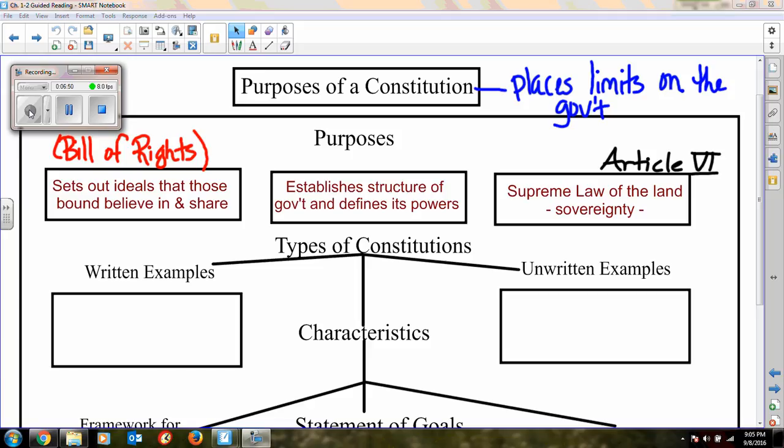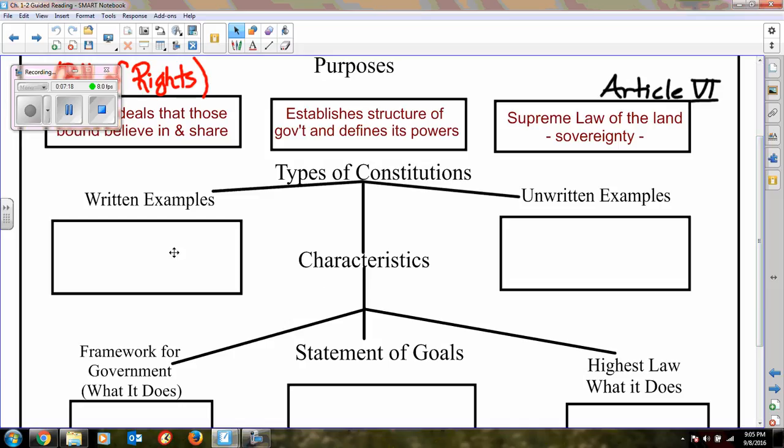So, in a nutshell, a constitution, whether it's an American constitution, a British constitution, an Indian constitution, is going to set out the ideals that the people believe in. It's going to put together the structure that the government's going to have, and it's going to define its power. And ultimately, the Constitution identifies that the national government is the supreme law of the land. Now, a country's constitution does not have to be a written constitution. It could easily be an unwritten constitution.